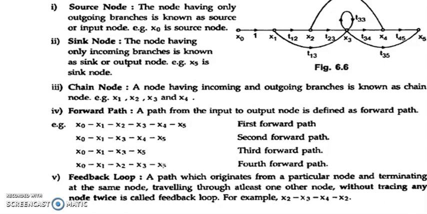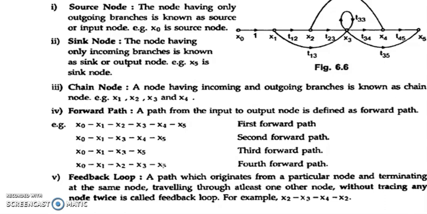The node having only outgoing branches is known as the source or the input node. Sink node: the node having only incoming branches is known as the sink node or the output node. A node having incoming and outgoing branches is known as the chain node. Forward path: a path from the input to output is defined as the forward path.